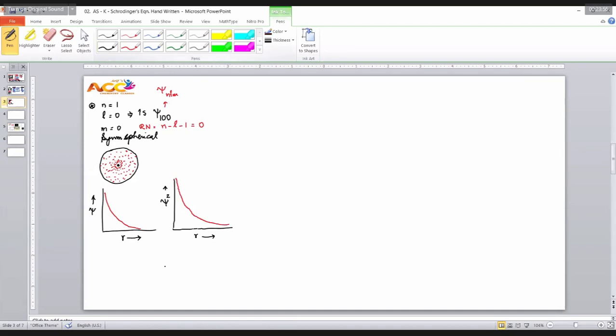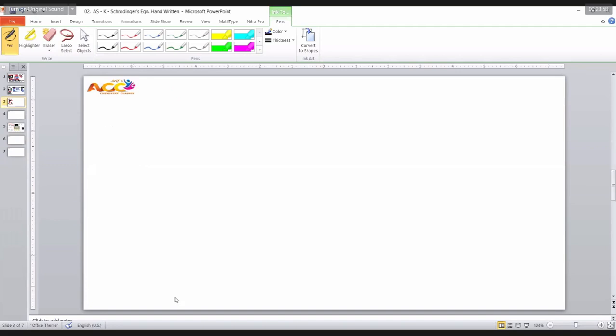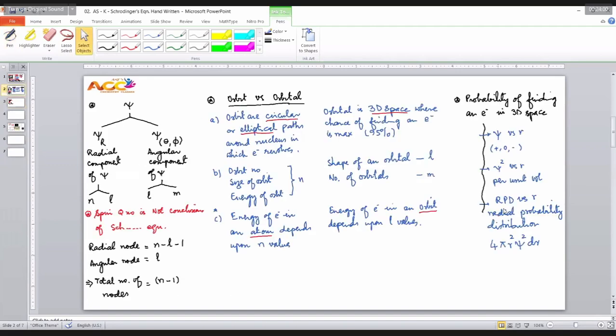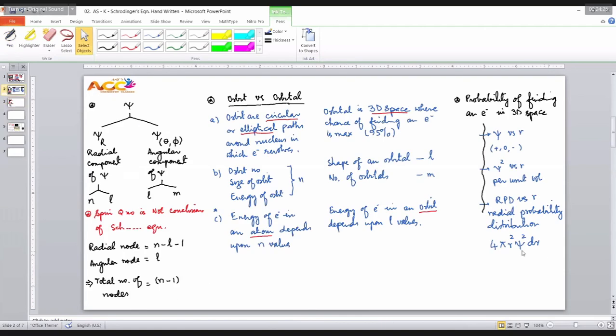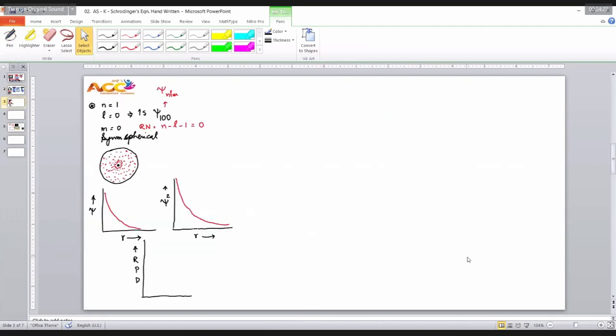Next, what is the third one? 3 graphs we should enjoy. Third graph is this one. What I said? RPD, radial probability distribution, 4 pi R square psi square dr, right? If you discuss that one, it is something like this. They will not give you this name, they'll give you that formula, that expression will be 4 pi R square psi square dr, right? Versus R.